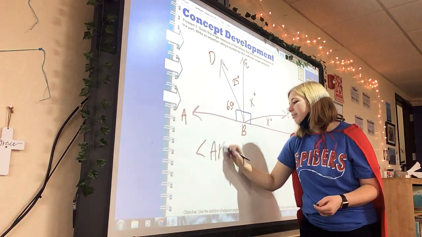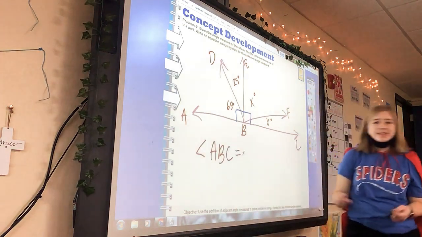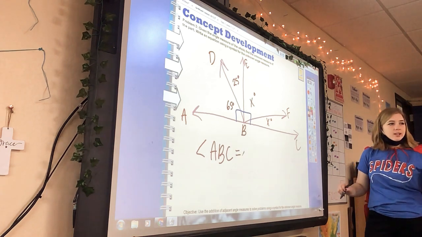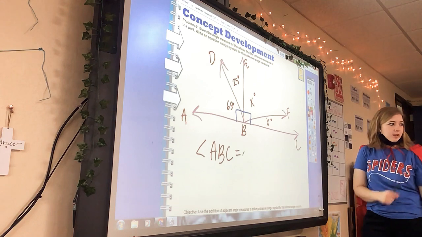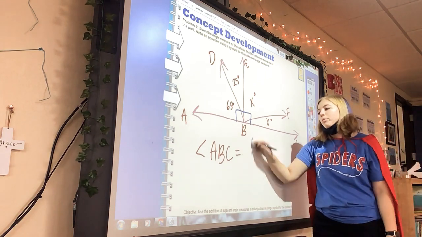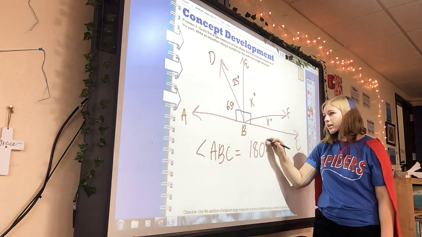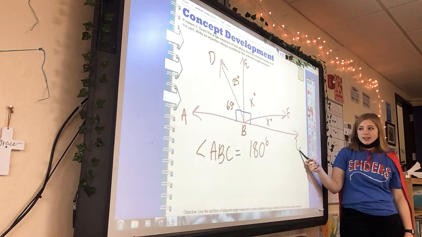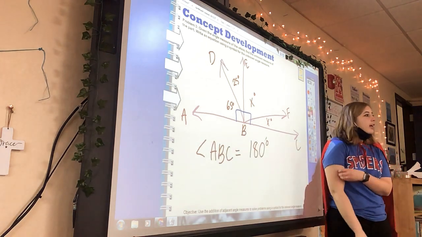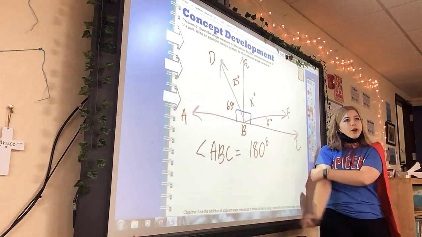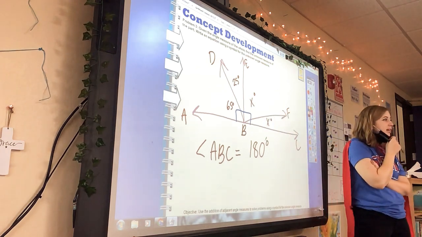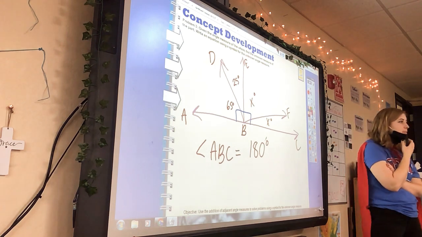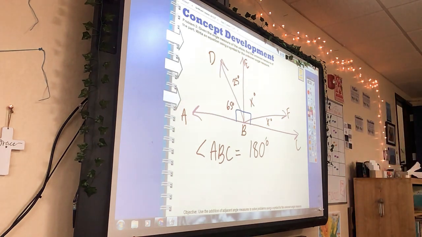Angle ABC. What does that equal? Look at it, don't say it. Angle ABC. Go, what is it? 180. Okay, 180. Fill in the rest that you know and then try to solve for this one and this one. I'm going to give you about 3 minutes because it takes some time. All right, ready, go.